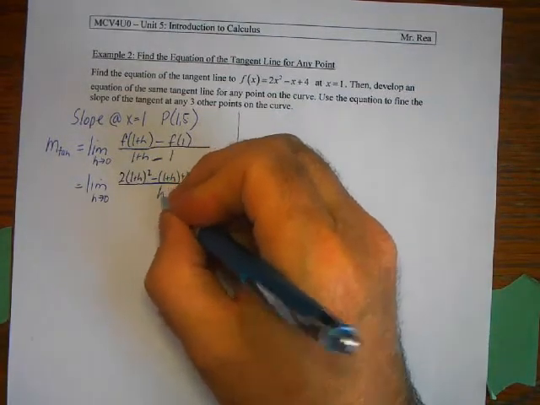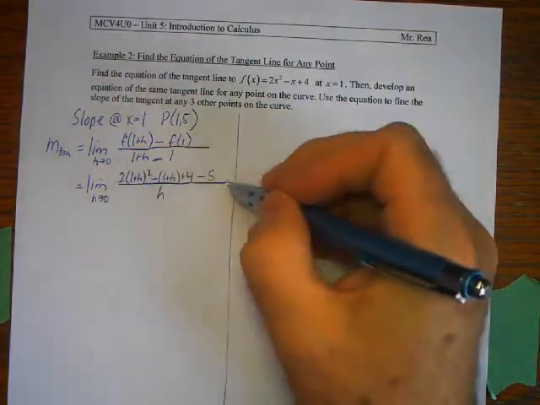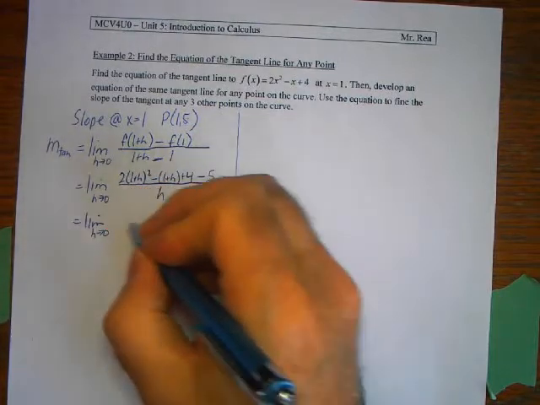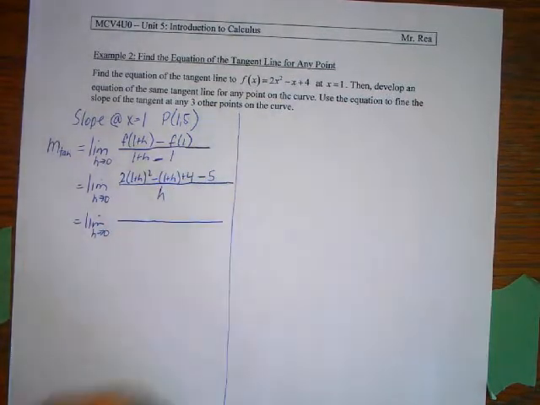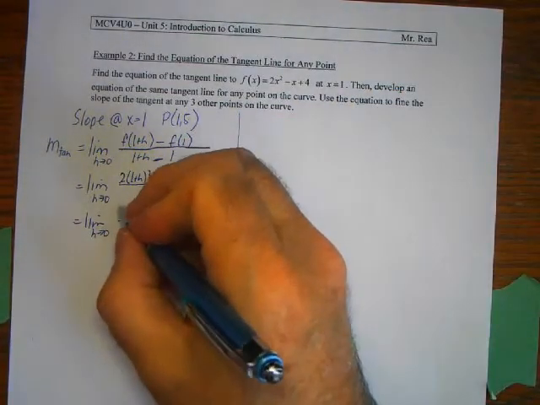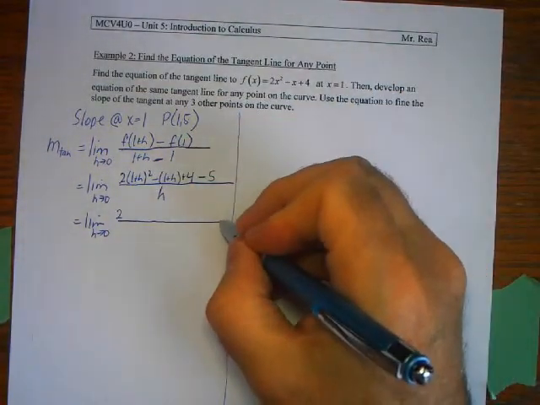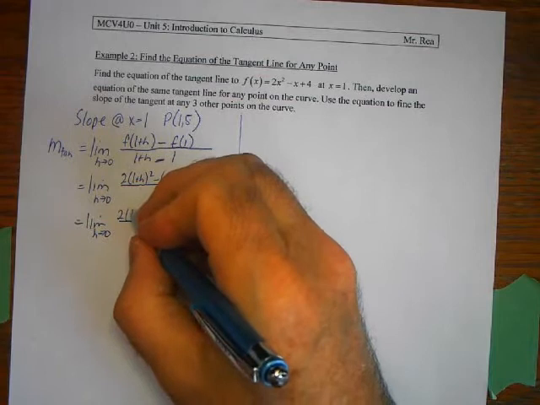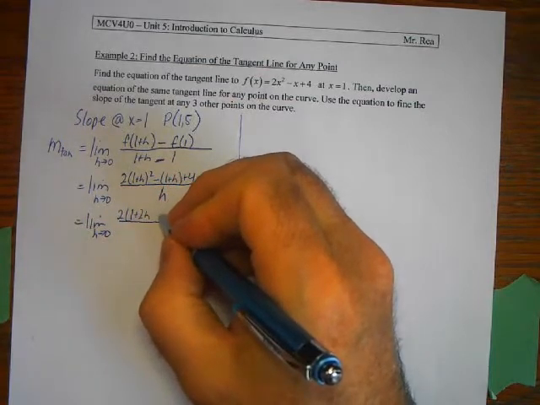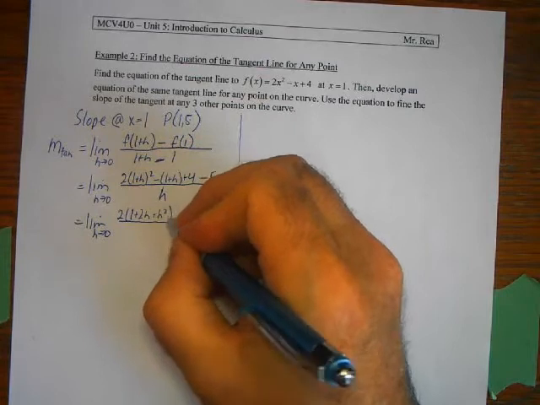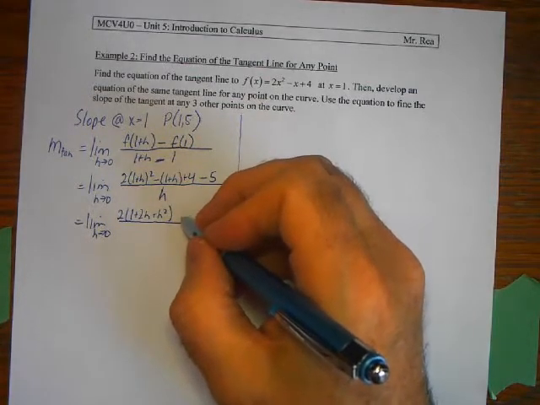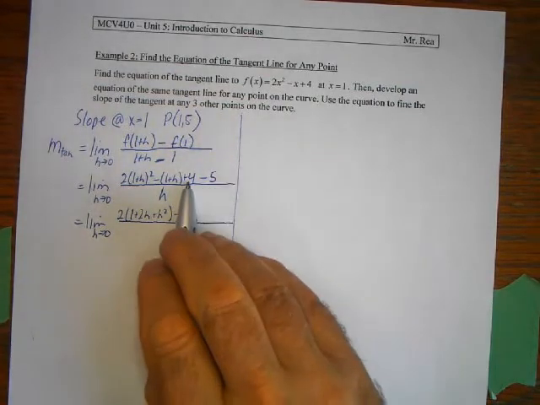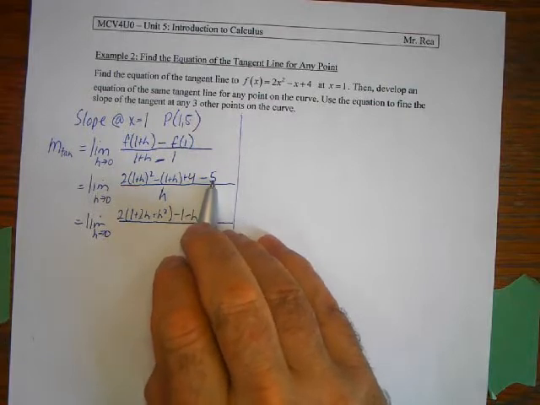Okay, so now we have a bit of simplifying on the numerator. I'm not going to skip any steps here. If I square that, don't forget it's not 1 plus h squared. It's actually 1 plus 2h plus h squared. And then I have minus 1 minus h. And I can put these two together at this point. Plus 4 minus 5 is minus 1. Still all over h.